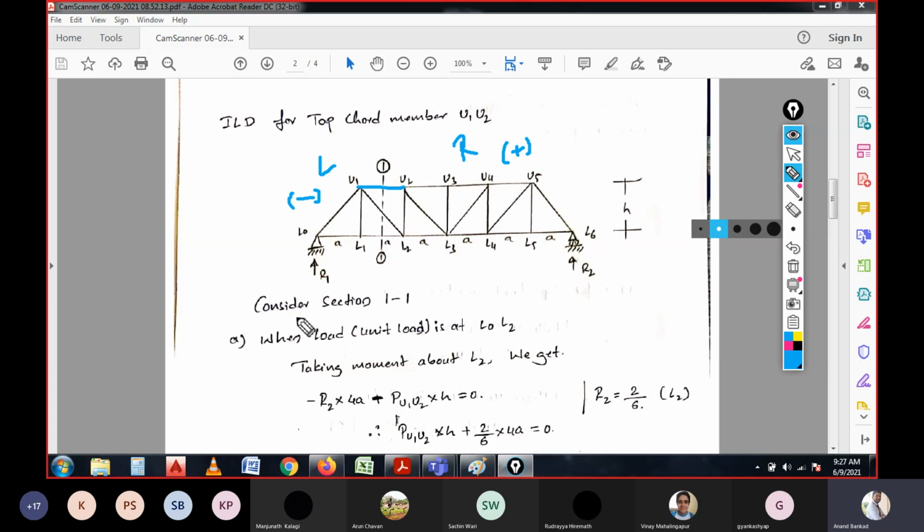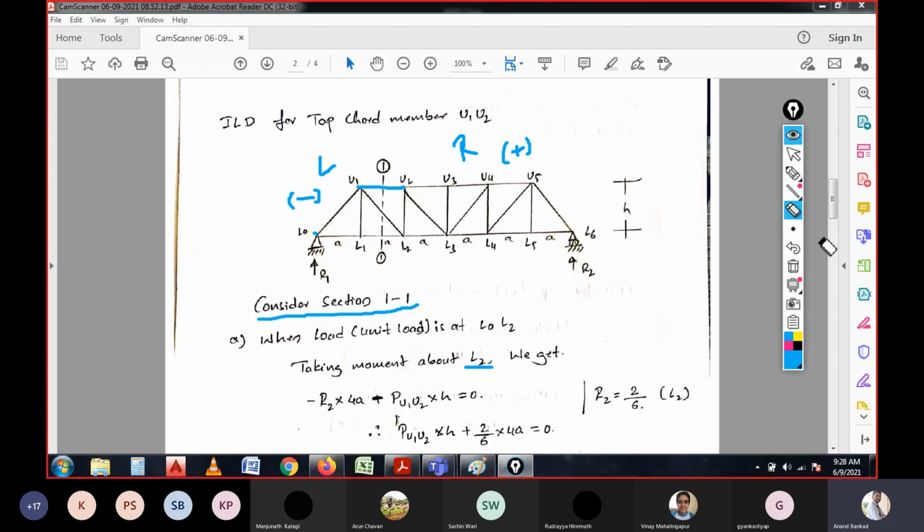See, this is a section. In this section I will consider the force for U1 U2, when the member is under analysis for the load acting at L2. When the load is acting at L2, what would be the value of force over here? The span between L0 and L2, when the load is acting in this span, now taking moment about L2.